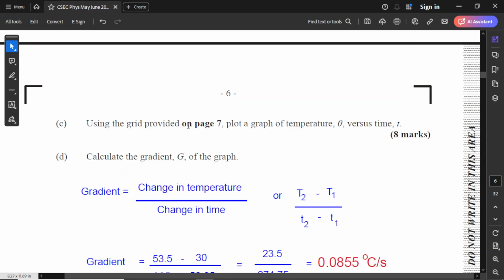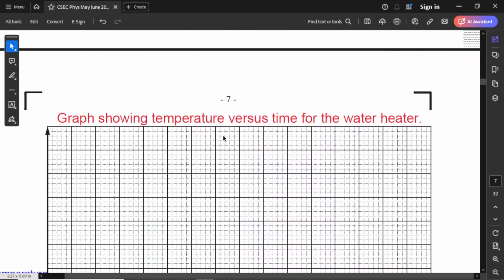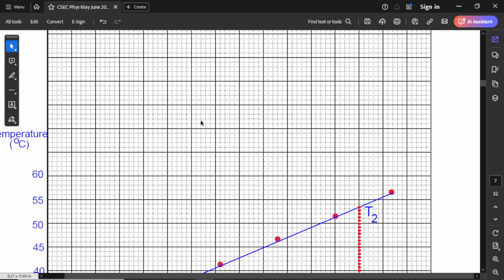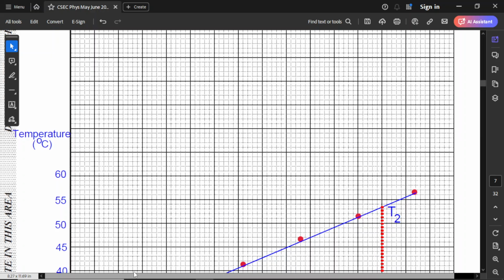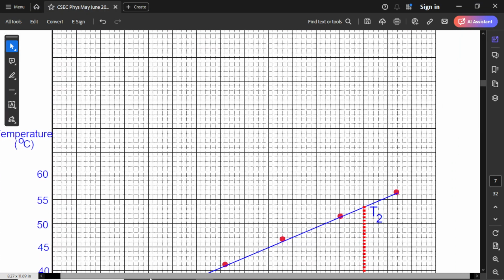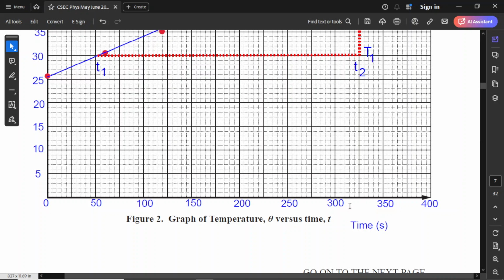All right, for part C, using the grid provided on page 7, plot a graph of temperature versus time. And so let's go to that before we come back to this calculation here, just to show you what is happening in the graph. Usually you want to put a title, all right, and then again, what is very important is to ensure that you label your axes. So the y-axis is temperature because that is the dependent variable. And on the x-axis, we have time, which is the independent variable.